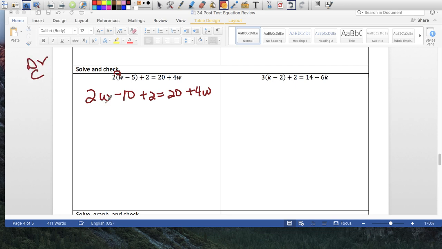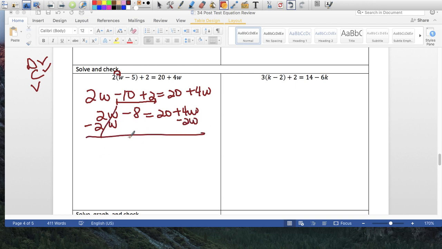Check: can I combine like terms? I can. So 2w, I'm going to combine these two. Negative 10 plus 2 is negative 8, equals 20 plus 4w. I combined like terms. Then I can get rid of one of the variables. There's a variable here and a variable there. I don't care which one you choose. I usually get rid of the smaller one, so let's get rid of the 2w. So minus 2w, minus 2w. These two go bye-bye. Negative 8 is left over. 20 comes down, and 4w minus 2w is plus 2w.